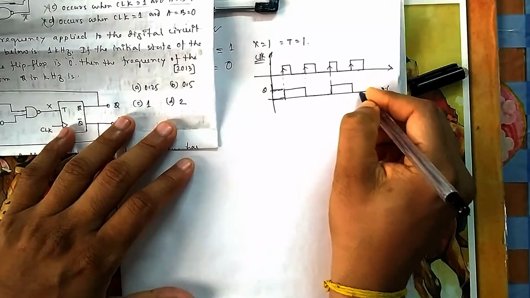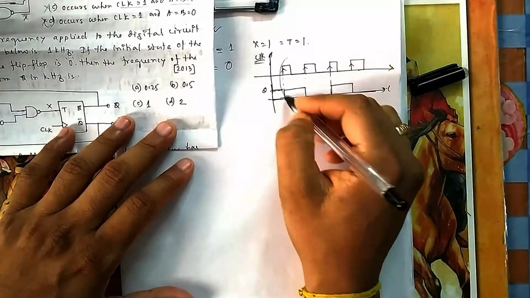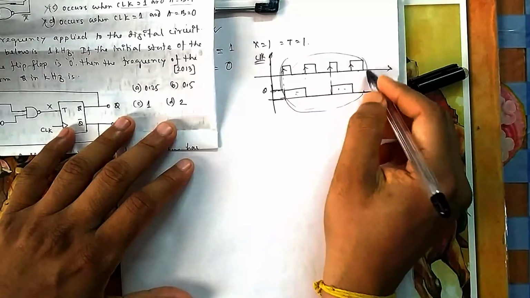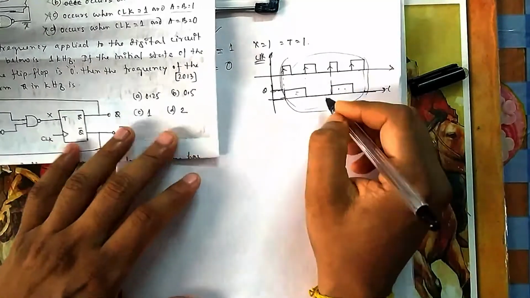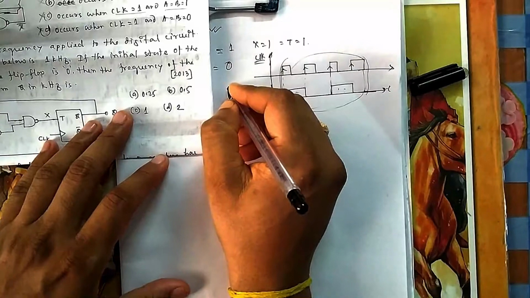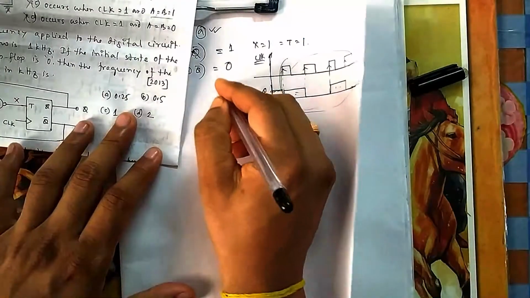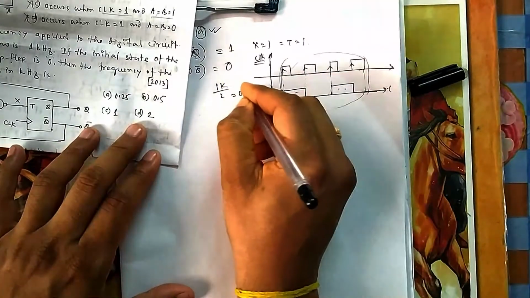Next, so you can see what the frequency is. It is getting halved. From here to here you got 4, but here you are getting 2. You can see, so it is half. What was the frequency? It was 1 kilohertz. So 1 kilo by 2, that is 0.5 kilohertz.